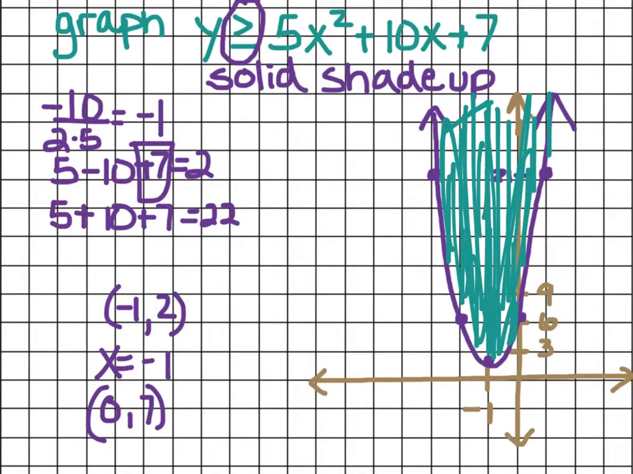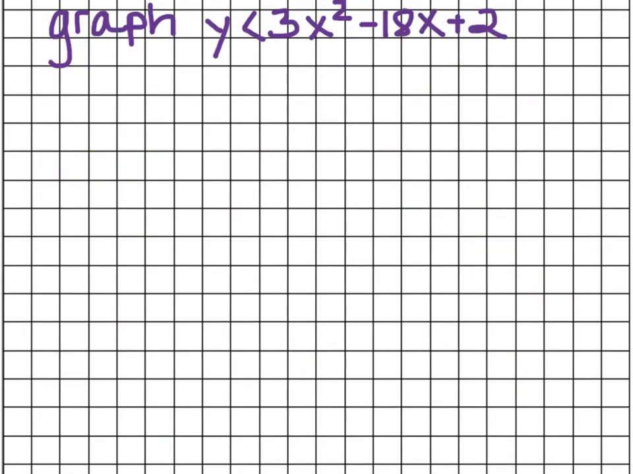So let's try another one just for good measure. Okay, we're going to graph y is less than 3x squared minus 18x plus 2. So we know it's less than. We're going to shade down, and we're going to use a dashed line.